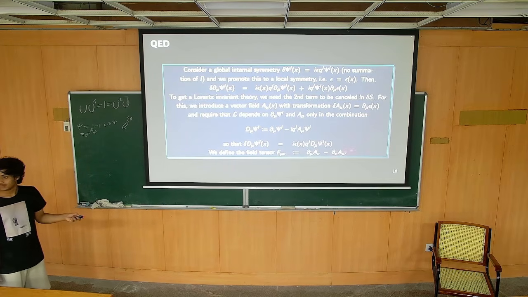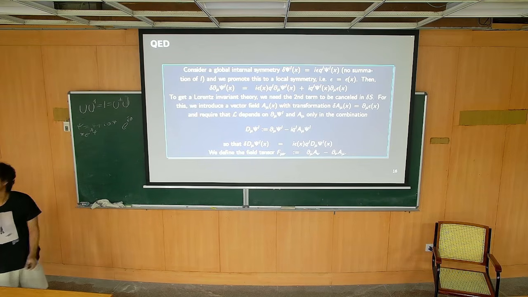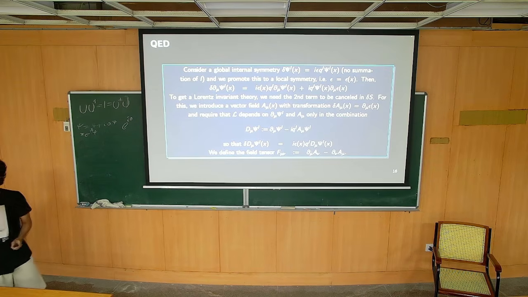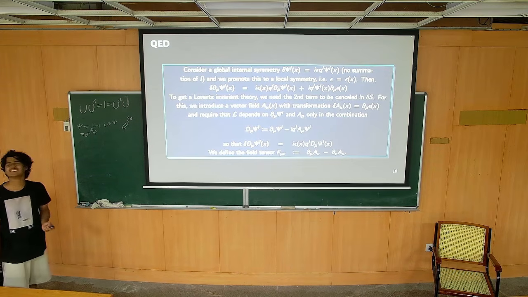And now we define something like a covariant derivative. Is there something like a contravariant derivative? Covariant doesn't come from contravariant and covariant indices. It comes from the word covariant, like something that transforms covariantly. That is your covariant derivative.